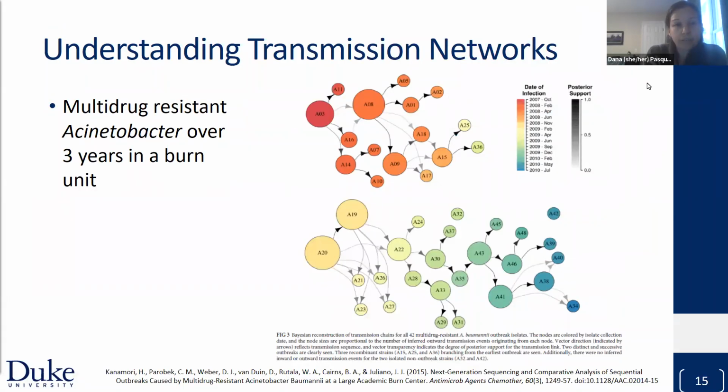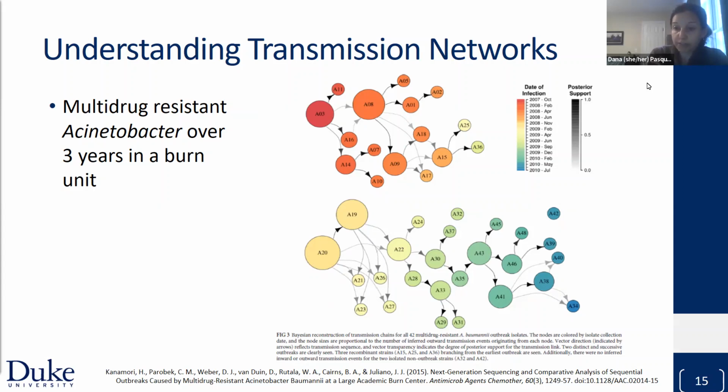So with the right data, though, and under the right conditions, instead of looking at the broad strokes of movement of a pathogen over time, you can really drill down and try to recreate or understand transmission networks. So the paper here, the first author, Kanamori, I highly recommend this paper. They use molecular epidemiology to understand transmission of Acinetobacter within a hospital burn unit.